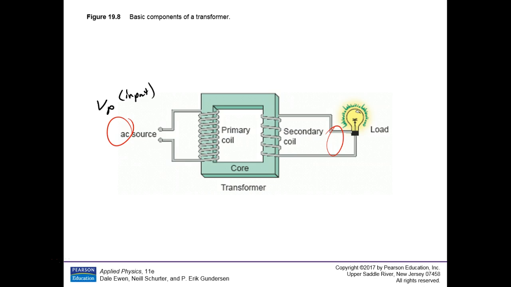You have the number of coils on the primary side, and that would be N sub P, the number of coils on the primary. Then you have the number of coils on the secondary side, in other words, the step-down side, and that would be N sub S. They usually call them turns. And then what you get here is VS, the voltage on the secondary side. That's the output voltage.